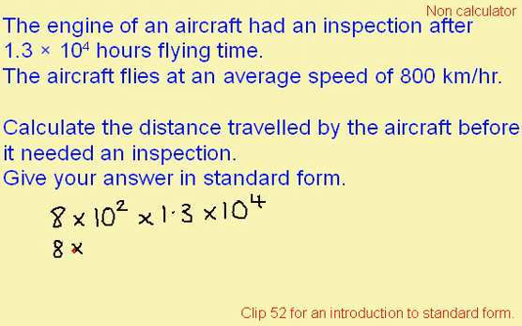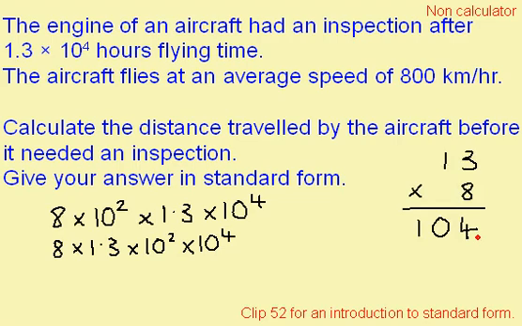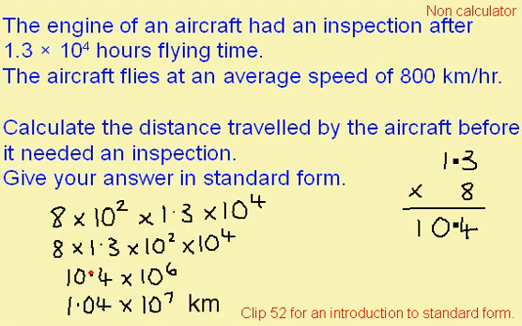Rearranging gives me 8 times 1.3 times 10 to the power of 2 times 10 to the power of 4. I'm now going to work out this part. So my answer is 104. I now need to put the decimal point back in, which gives me 10.4. 10 to the power of 2 times 10 to the power of 4 is 10 to the power of 6. My answer now needs to be in standard form. So I have 1.04 times 10 to the power of 7. I've divided this number by 10, so I need to multiply this number by 10 to get the same answer.